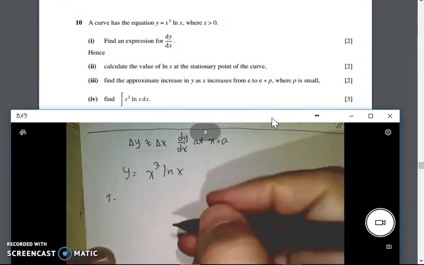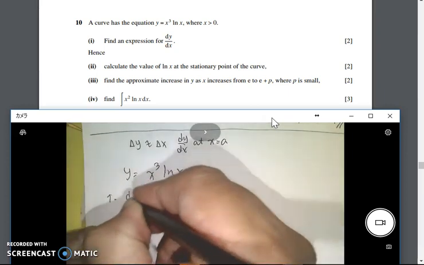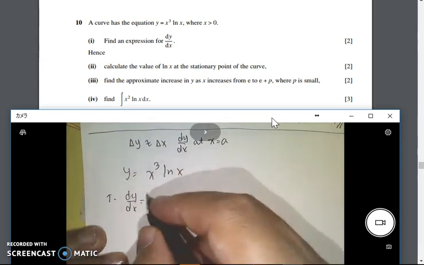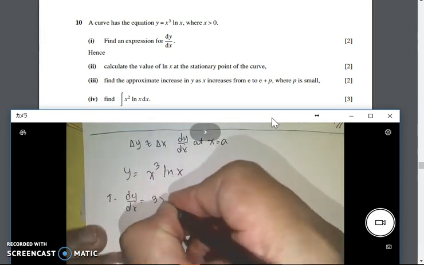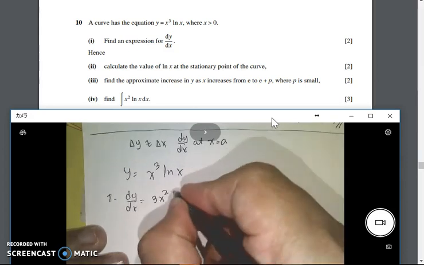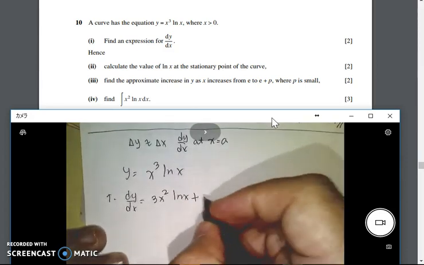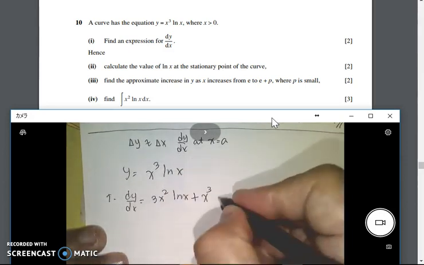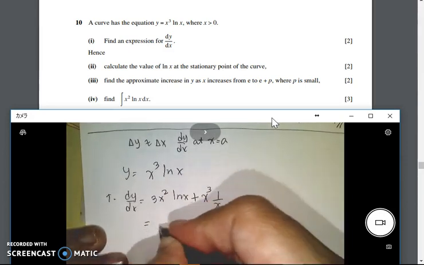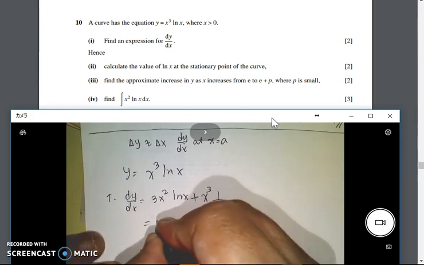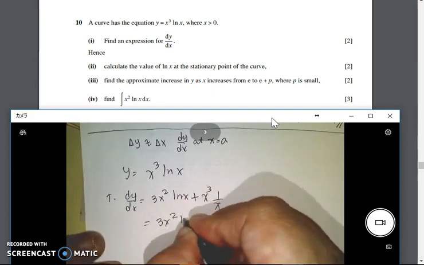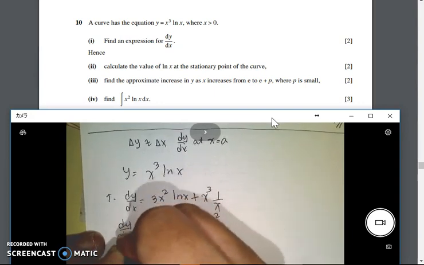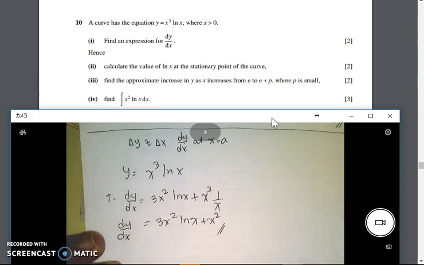So let's do first part 1, the dy/dx. As you can see, we have a product rule. So 3x squared, the u prime, times ln x, plus you copy your u, x cubed, times the derivative of ln x, which is 1 over x. So therefore you have 3x squared ln x plus x squared. That is now your dy/dx. So you have 2 marks for that.